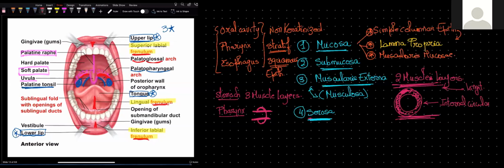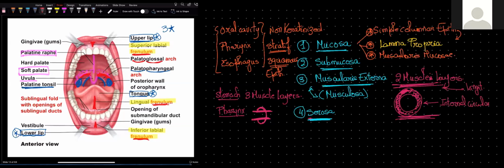Then look at the arches. We can see an arch that seems to be connecting the palate to the tongue. This is going to be my palatoglossal arch. And another one that seems to be connecting the palate to the pharynx. This is my palatopharyngeal arch. Located in between, we've got the palatine tonsils.